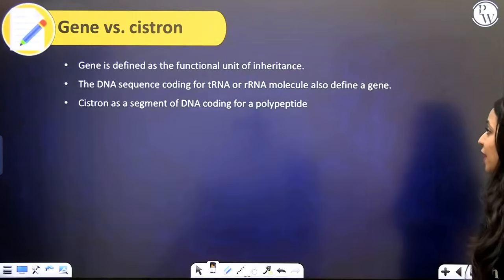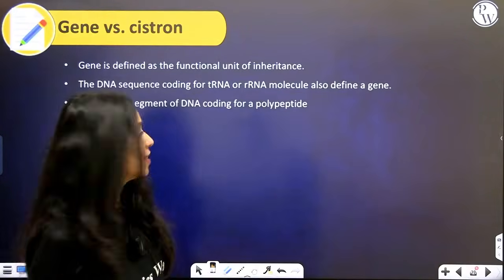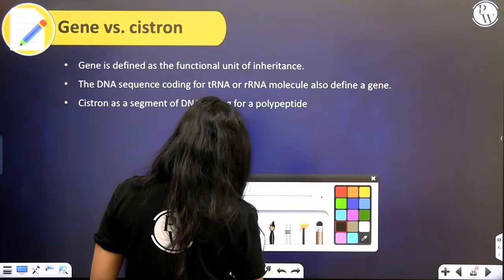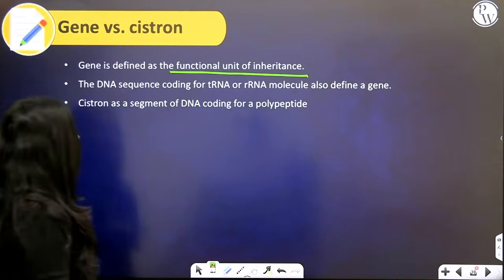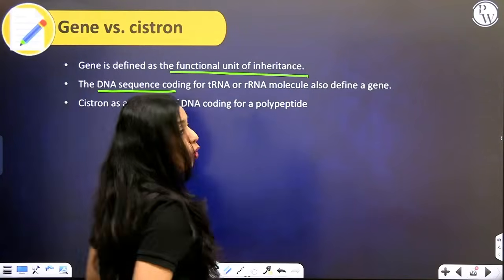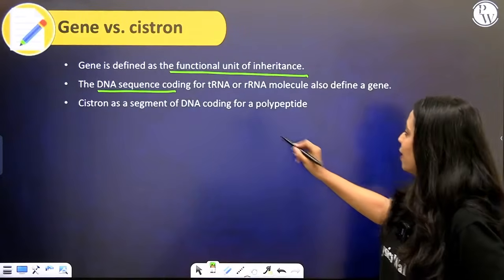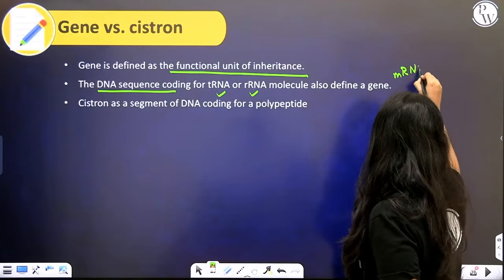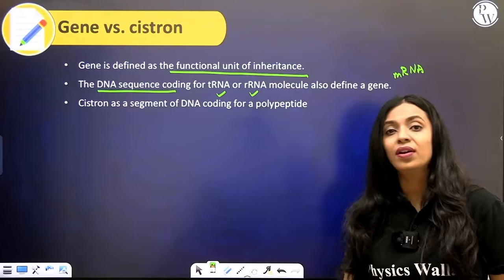When we define a gene, we've learned about gene in the previous chapter as well. Gene is considered to be the functional unit of inheritance, and any segment of DNA that codes for or has the information for any type of RNA. It could be tRNA, rRNA, mRNA. Whichever segment of DNA has the information for the synthesis of an RNA is called a gene.